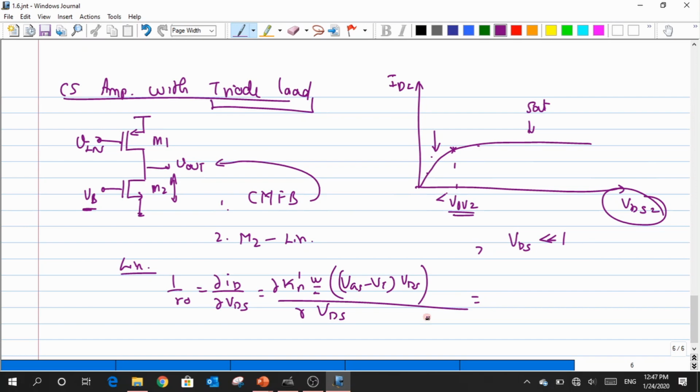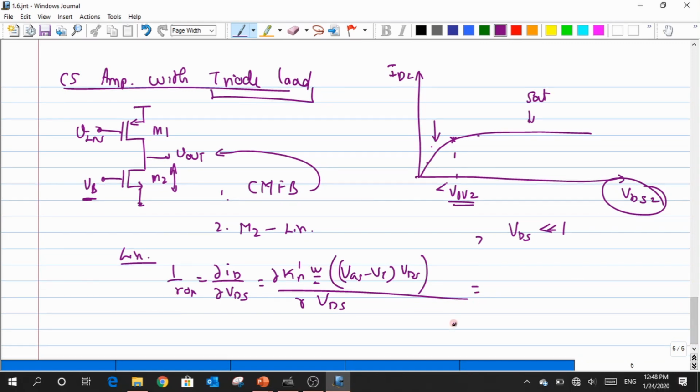So what is my Ron? I will call it Ron, just to distinguish Ron as a linear resistance and R naught as a saturation resistance. So Ron is nothing but 1 over Kn' W by L (VGS minus VT), and that is the small signal resistance that I have in the linear region, right?